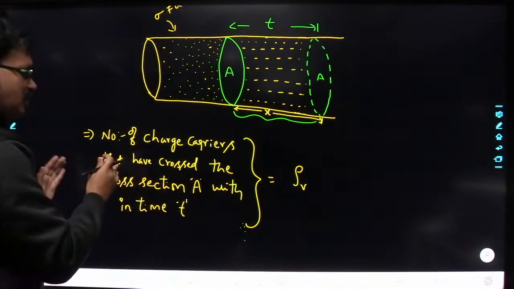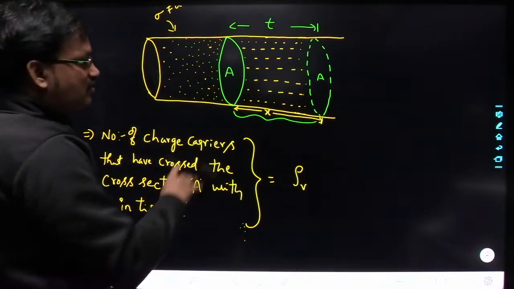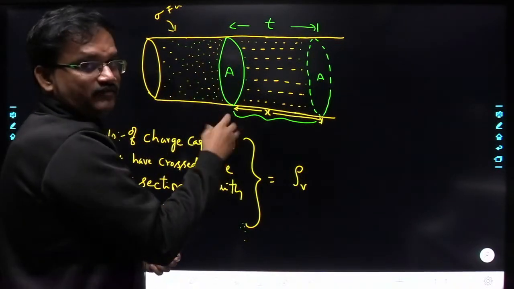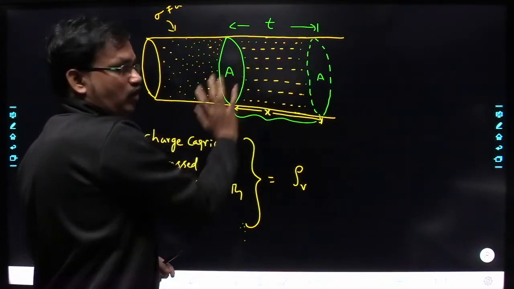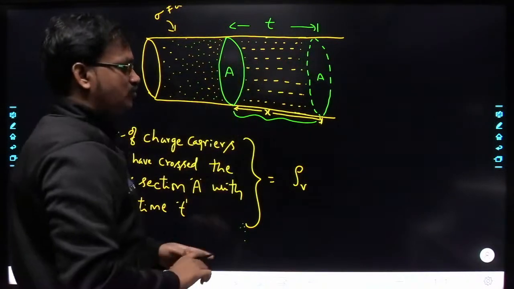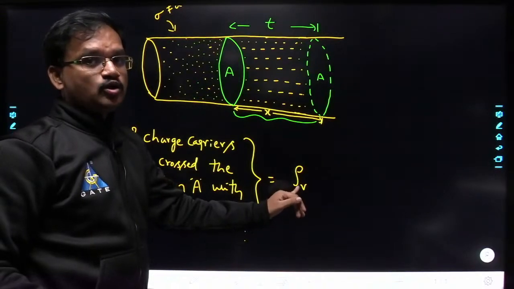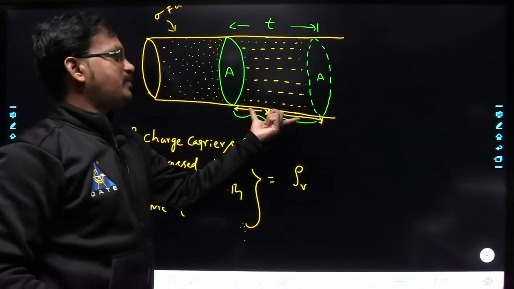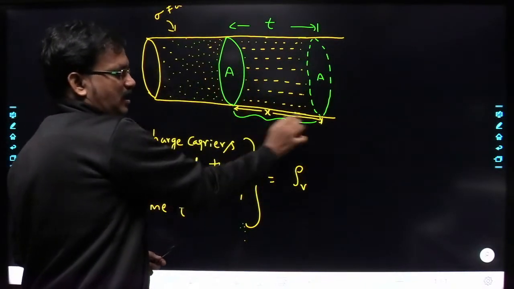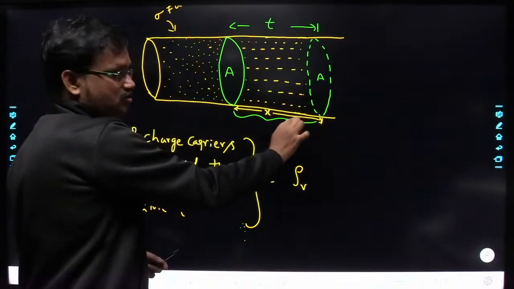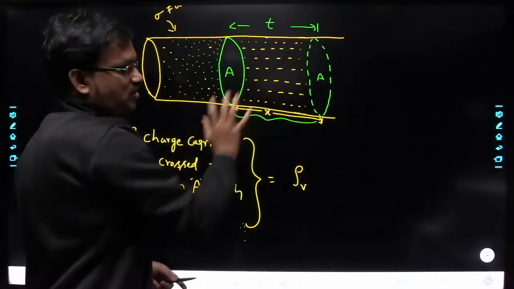I am just writing the number of charge carriers that have crossed the cross section A within time t. So whatever charge carriers have crossed this cross section will be equivalent to the charge present within this volume. So the charge present within this volume is the charge density, that is the number of charge carriers present per unit volume, multiplied by this volume. Now what is the volume of this region? This is the area and this is x, the length. So x into A will give you the volume of this region or not?